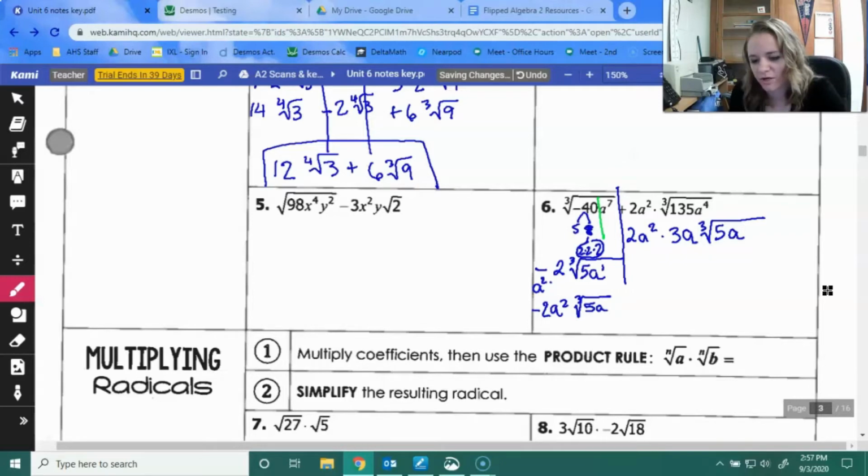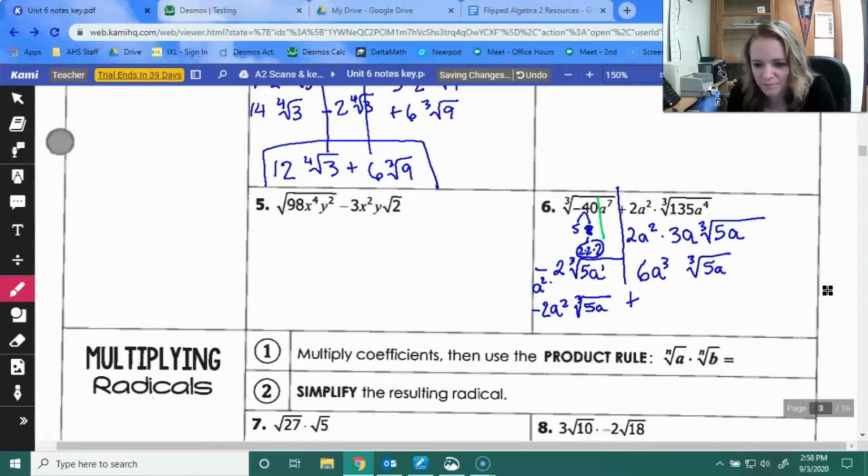Looks like we are going to get like terms. But I do have to combine the front. The front is going to be all multiplication. So 2 times 3 is 6. A squared times another a is a to the third, because that's really 3 a's. Remember, with multiplication, you add the exponents. So this is an exponent of 1, and when you multiply, it becomes a 3, and then the 3rd root of 5a. Now that both sets are simplified, we can potentially add these.